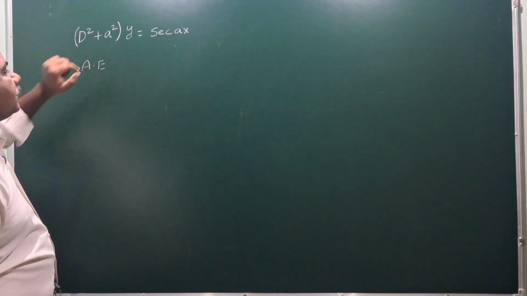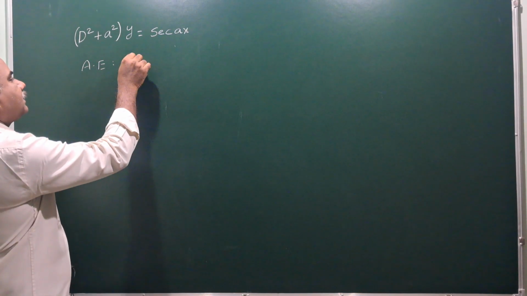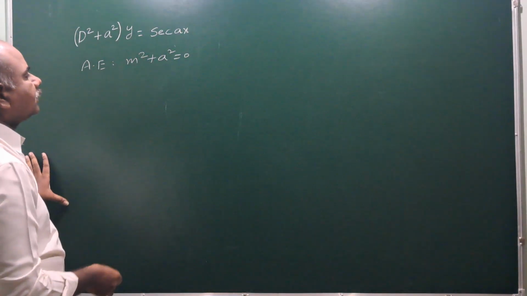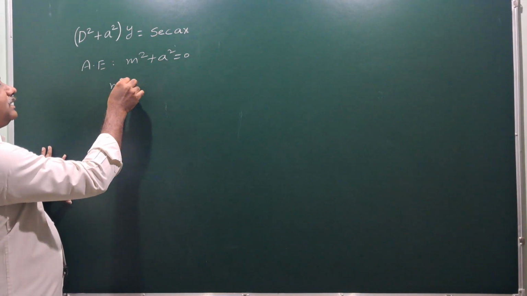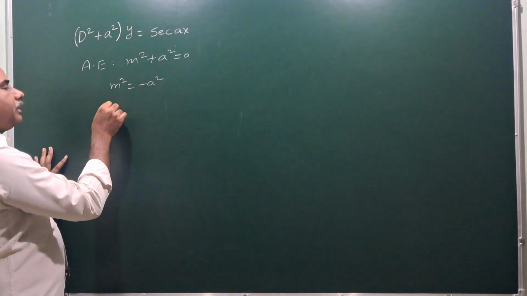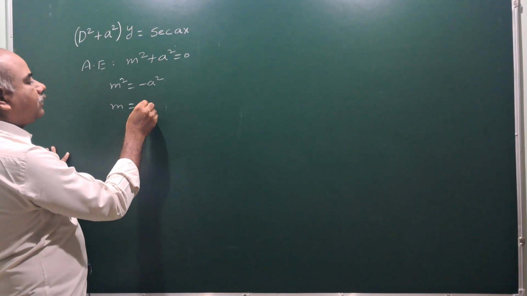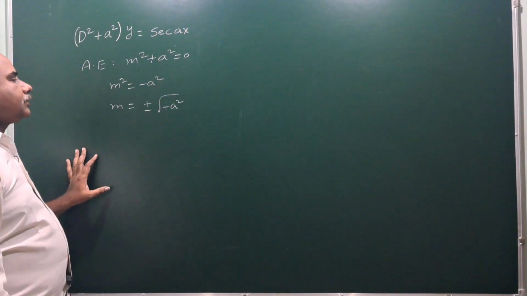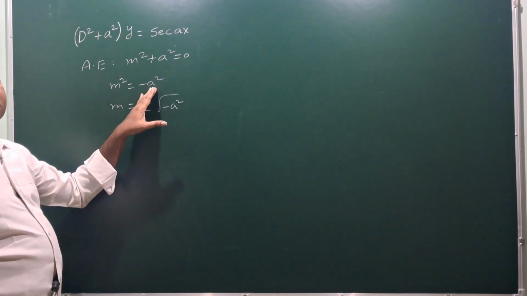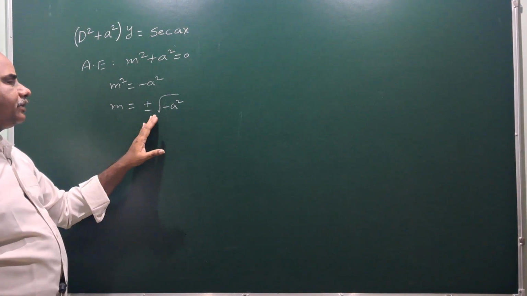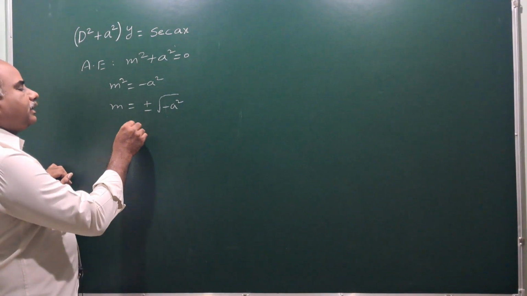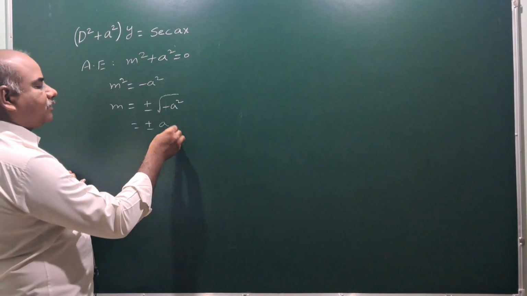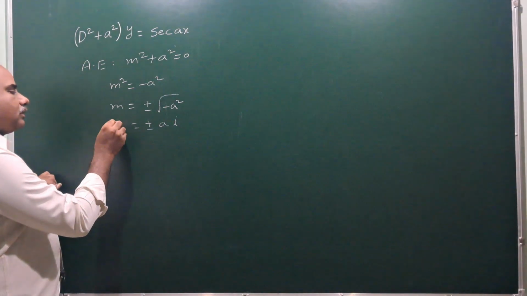Here D² + a² means the auxiliary equation is m² + a² = 0. Transposing a² to the right side, it becomes minus, and m = ± √(−a²). So m² = −a² means we can write m = ± √(−a²), and finally it is equal to ± √a² means a, and √−1 means i. So these are the roots.